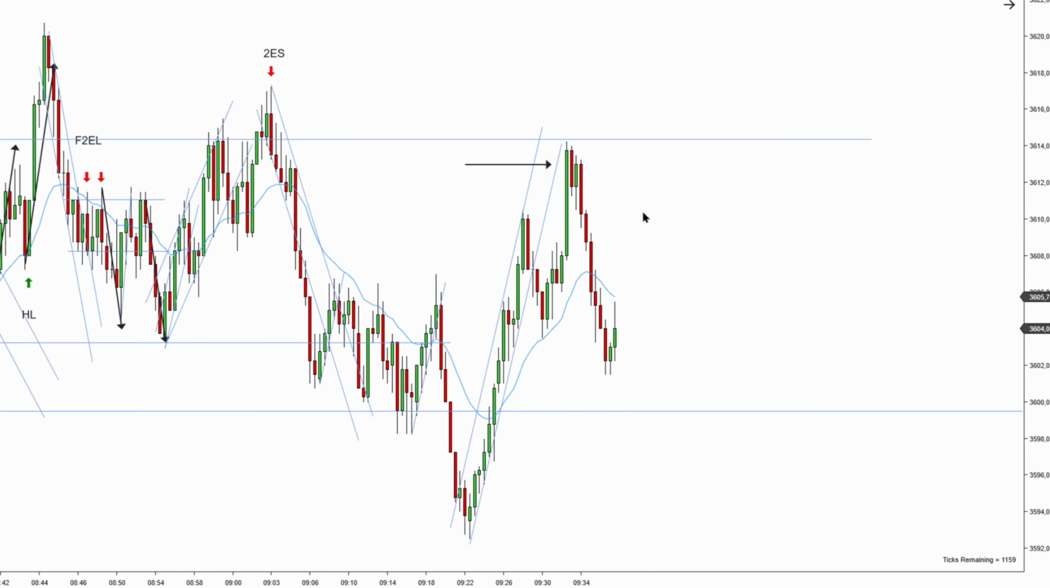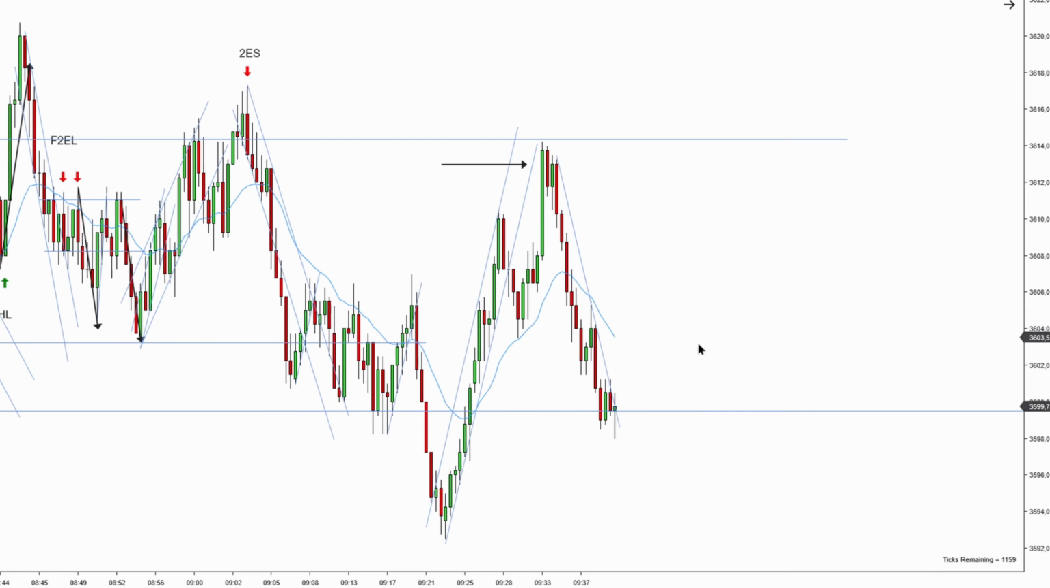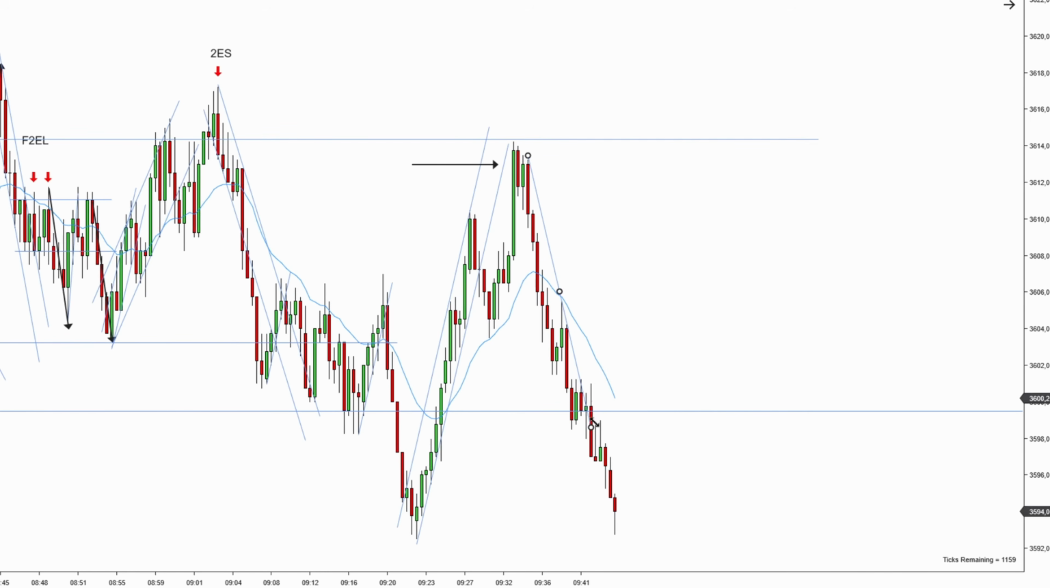Let's see what is happening. Okay, we're pushing stronger to the downside. Can we get a failed second entry long? We can't get even a failed second entry long. So never mind, I'm going to redraw the downtrend.